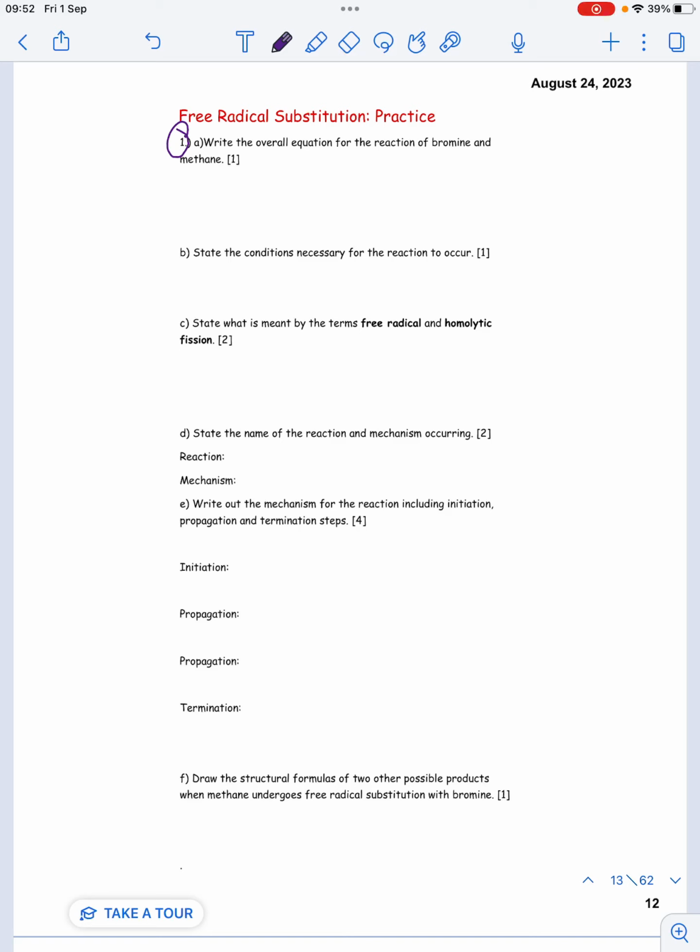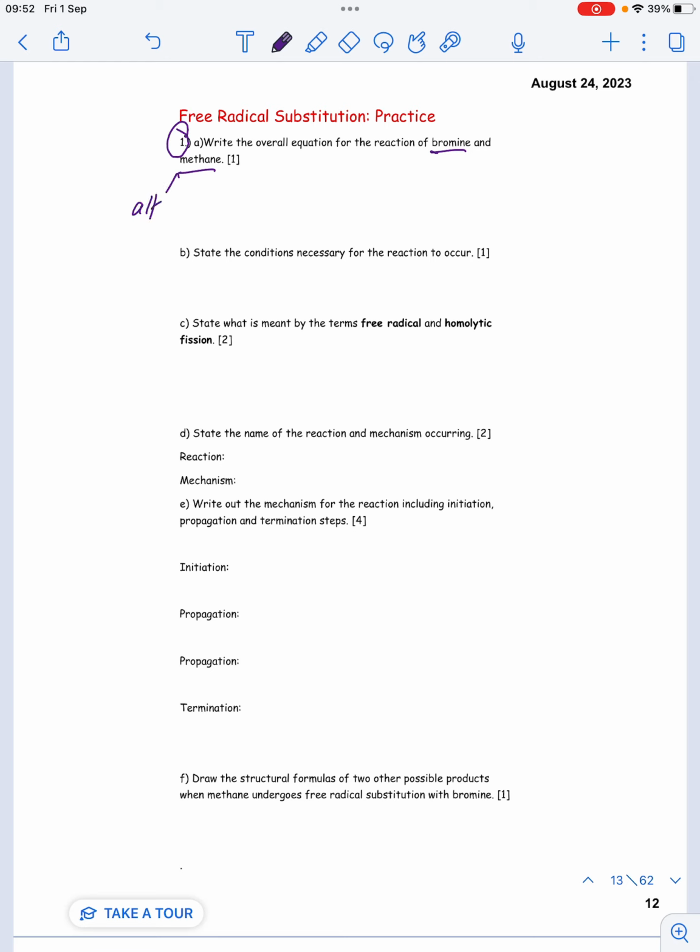Okay, in this video, we're going to go through some solutions for some questions on free radical substitution, esterification, and addition reactions. Okay, so first question, write the overall equation for the reaction between bromine and methane. The first thing to think about when you get a question like this is what type of reaction is it? So try to identify what types of compounds you're dealing with.